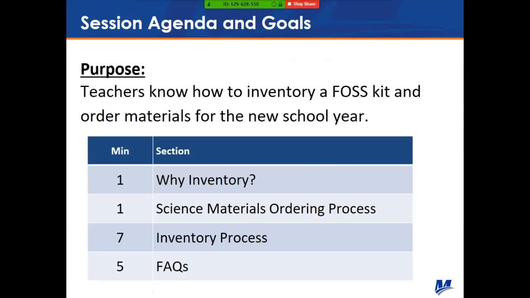Our purpose and agenda for this training are short and pretty straightforward. The purpose is so that you know how to inventory the materials in your FOSS kit and make sure that you correctly order materials that you'll need for the new school year. You'll see in our agenda, we'll spend a little bit of time talking about why we inventory and the overall science materials ordering process. And we'll spend the majority of time making sure that you feel comfortable and confident going through the Excel spreadsheet and ordering the materials that you need for next year.